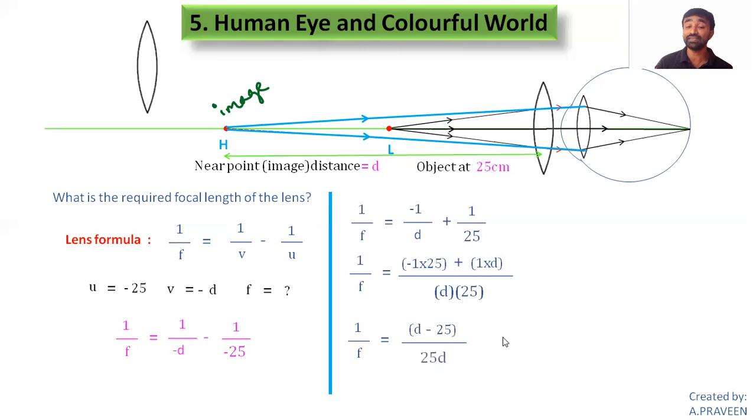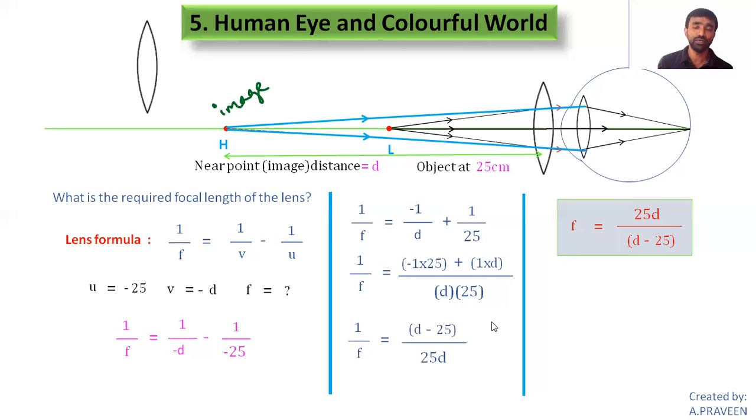So you are writing the reciprocal here. If I write the reciprocal, what will I get? I'll get f is equal to 25d by d minus 25. So this is the required focal length of a convex lens to correct the defect hypermetropia. This is the required focal length of the eye lens.